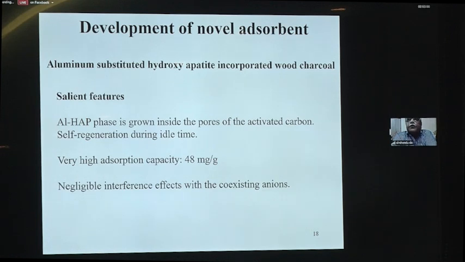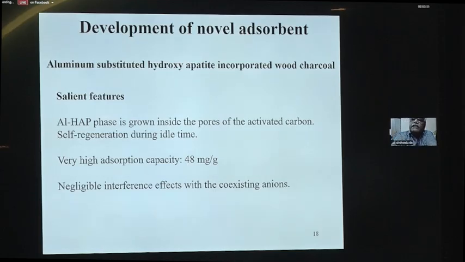Therefore we have developed an aluminum-substituted hydroxyapatite that has been grown in situ into the porous carbon. This porous carbon is purchased commercially with certain characteristics. This aluminum HAP-based phase is grown inside the pores of the activated carbon, and it has shown a very high adsorption capacity of 48 milligram per gram, and it has negligible interference effect with the coexisting ions.